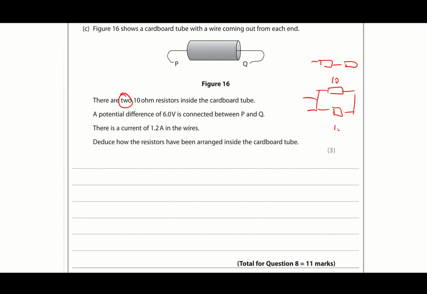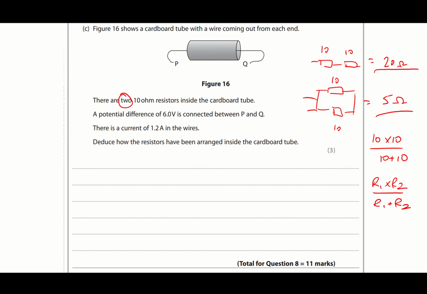And if that was a 10 and a 10, and if that was a 10 and a 10, well, we know the total resistance if I connected them in series would be 20 ohms. And the total resistance if I've connected them in parallel will be 5 ohms, because I've taught you that'll be 10 times 10 divided by 10 plus 10, because we know the resistance in parallel is R1 times R2 divided by R1 plus R2. So basic idea is, let's calculate it. If it comes to 20, they're in series. If it comes to 5 ohms, they're in parallel.